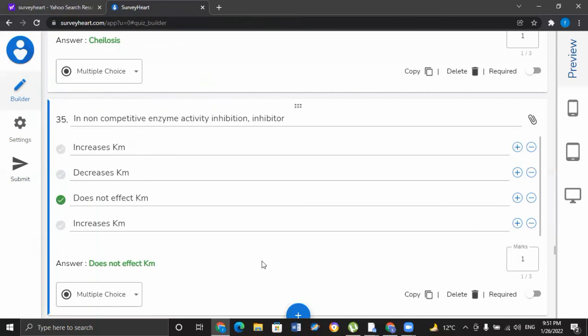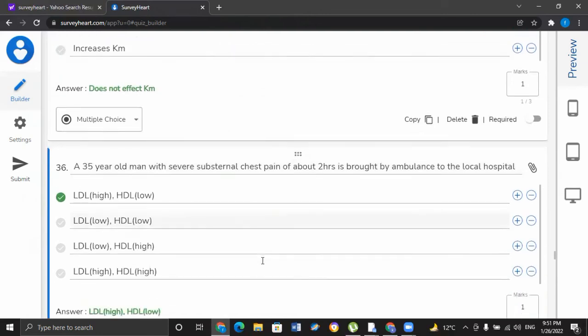Reason being, आपको पता है what is Km? Km is the Michaelis-Menten constant, a measure of the kinetics of an enzyme reaction, and it is equivalent to the concentration of substrate at which the reaction takes place at 1/2 of the maximum rate. So if it is not hindering the activity of the substrate, it is not going to affect Km. So the correct option for MCQ number 35 is C, does not affect Km, Michaelis-Menten constant.